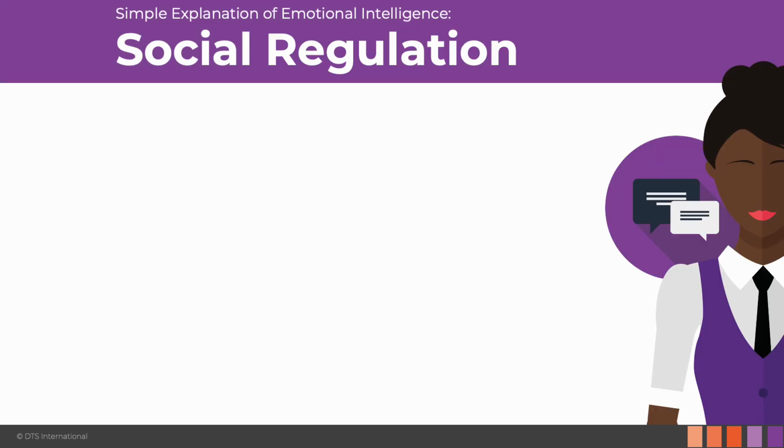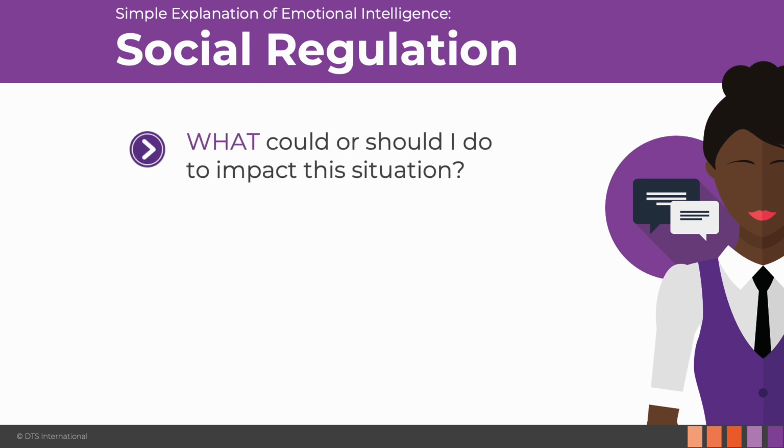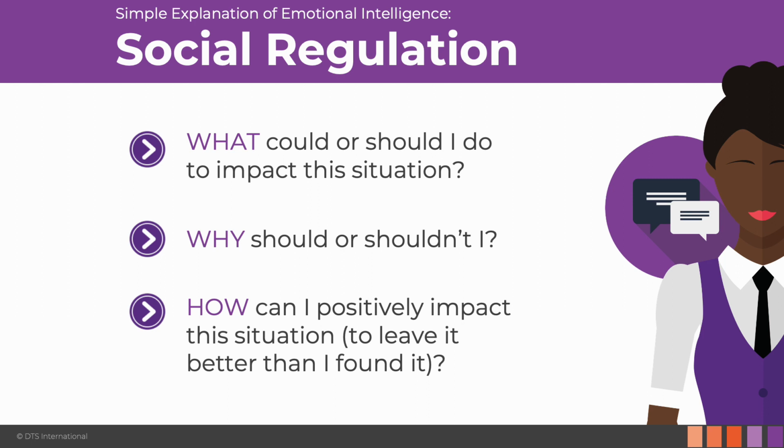Now, the 5th pillar of emotional intelligence is social regulation. Social regulation is your ability to influence and persuade other people. It's the ability to impact situations and leave them better than you found them. And we do that by asking 3 strategic questions. Firstly, what could you do to impact this situation? Secondly, why should or shouldn't you do that? And thirdly, how can I positively impact this situation to leave it better than I found it?